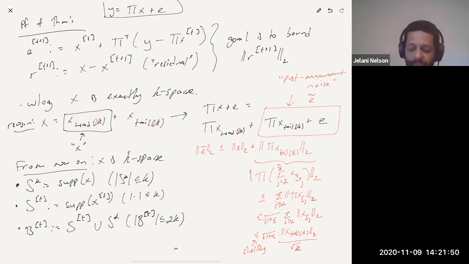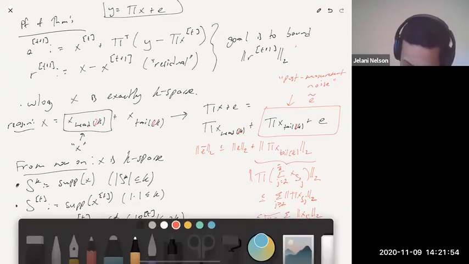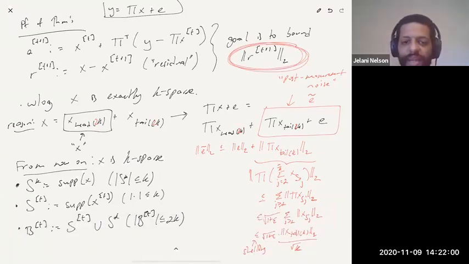Okay, so let's try to understand a bit. Let's try and prove a bound now on the norm of the residual. That's what we're after. That's what the theorem is saying, that it's bounded. Okay, so bounding the norm of r_{t+1}.